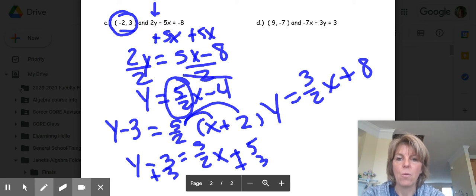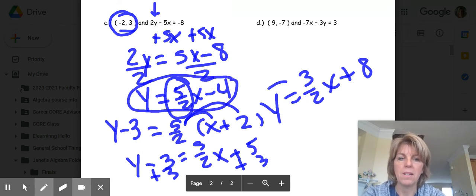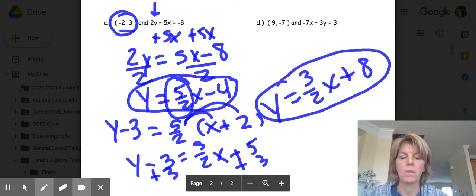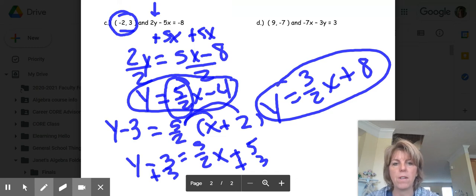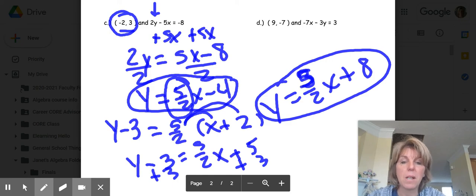So now I have one equation in slope-intercept form and a second equation in slope-intercept form. And those both are going to be parallel to each other because they have 5/2. Oh, that's a 5, not a 2. My handwriting. Sorry about that. It is a 5. So they have the same slope. Go back and look. It has to have the same slope to be parallel.